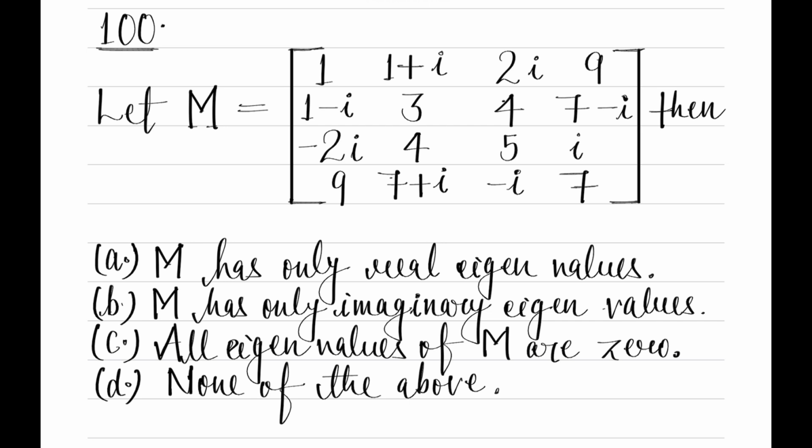Option A: M has only real eigenvalues. Option B: M has only imaginary eigenvalues. Option C: all eigenvalues of M are 0. And option D: none of the above. This problem is completely based on Hermitian matrices.